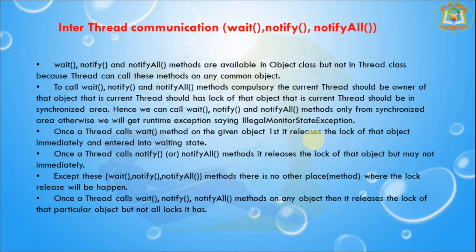Once a thread calls the wait method on the given object, first it releases the lock of that object immediately and enters into the waiting state. Once a thread calls notify or notify all methods, it releases the lock of that object but may not be immediately. Except these wait, notify and notify all methods, there is no other place where the lock release will happen. With the yield method, there is no concept of releasing the lock. With the join method and sleep method, there is no release of the lock either. With the wait and notify all methods, there is a concept of releasing the lock. Once a thread calls wait or notify all on any object, it releases the lock of that particular object, but not all the locks it has.